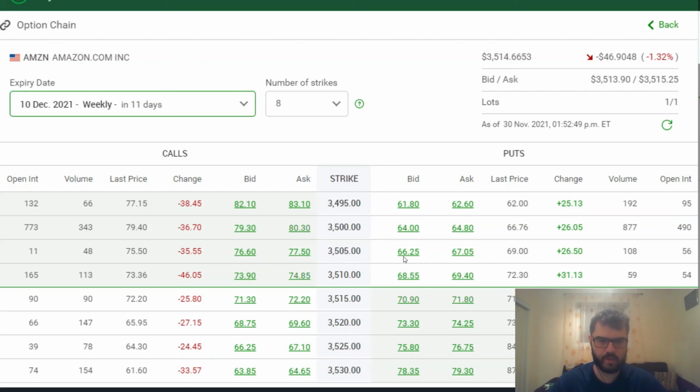Same thing on the puts. It mirrors the calls. It's just the exact opposite. In the money is the opposite way, because a put is the contract to have the right but not the obligation to sell at a certain price. So we always want to sell higher. Whatever is higher is in the money, whatever is lower is out of the money. And at the money is always going to be where the diagonal line crosses. All right, so that's pretty much how to read an option chain for calls and for puts.